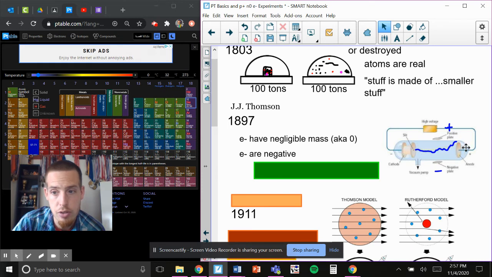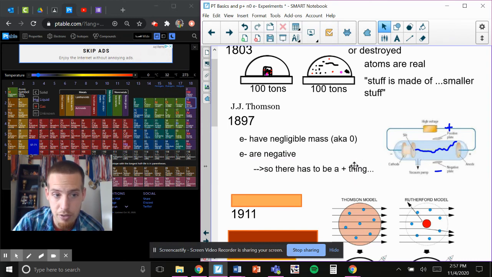When he was flowing this electricity through here, we know lightning is energy. Lightning, you can't weigh lightning. Electrons, electricity kind of goes together. So that's where we also come up with the fact that electrons are negligible in terms of mass. And if there's a negative, there has to be a positive.